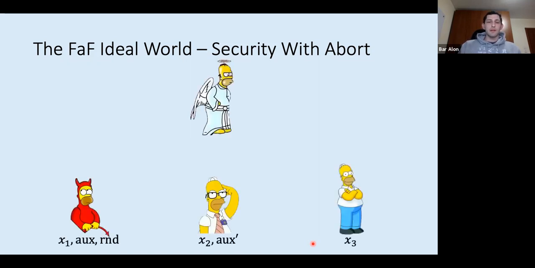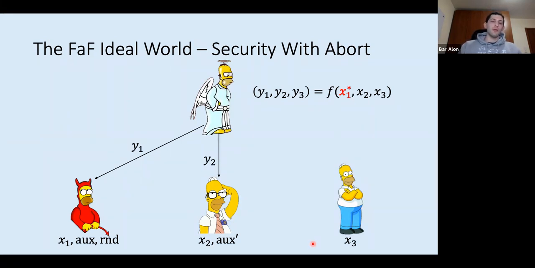It starts the same. Let's say we have three parties: malicious, semi-honest, and honest. They send inputs with only the malicious party changing it, and the trusted party computes the correct output. In the original definition, it sends the output only to the malicious adversary. But here in the FAF version, we also want the trusted party to send the output to the semi-honest simulator.